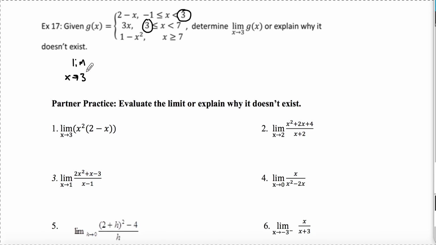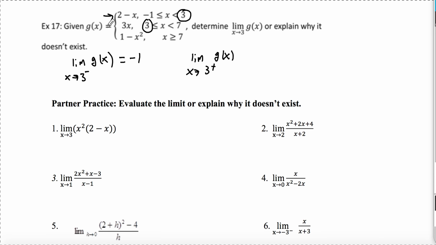So let's check the limit as x approaches 3 from the right of g of x. Well, from the left of g of x. From the left, that's this top branch right here. So if I substitute in 3 into my top branch, that's to the left-hand side of 3. I get 2 minus 3, which will give me negative 1. So let's check the right-hand side, the limit as x approaches 3 from the right-hand side of g of x.